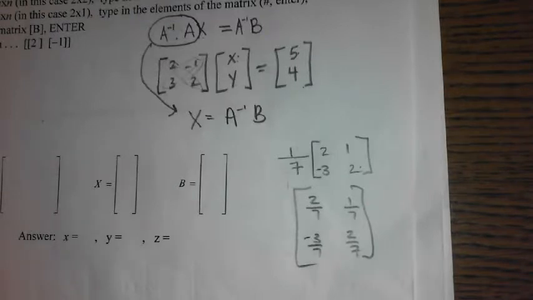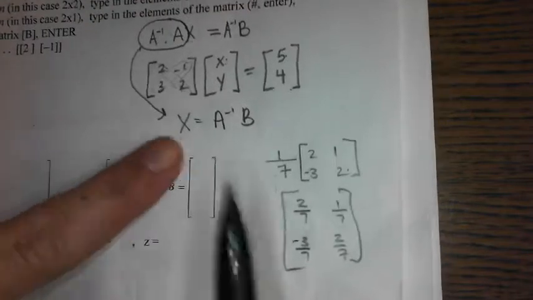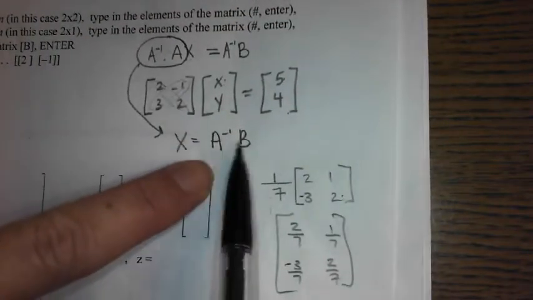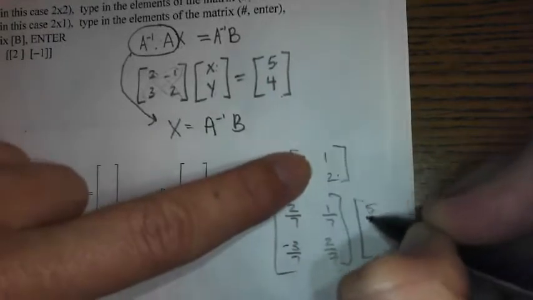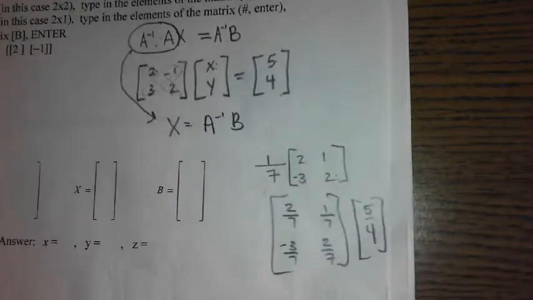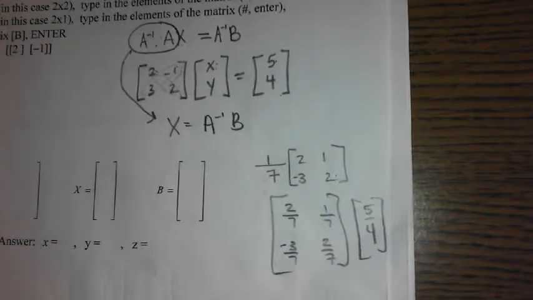So that is the inverse. If I really wanted the answer by hand, I would just take that inverse and multiply it by my B matrix, which is the 5 and the 4, and whatever answer I get, that's my X and my Y. However, we're not going to be doing this by hand. Wait, so it's 2 times 2 minus 3 times 1? Mm-hmm.